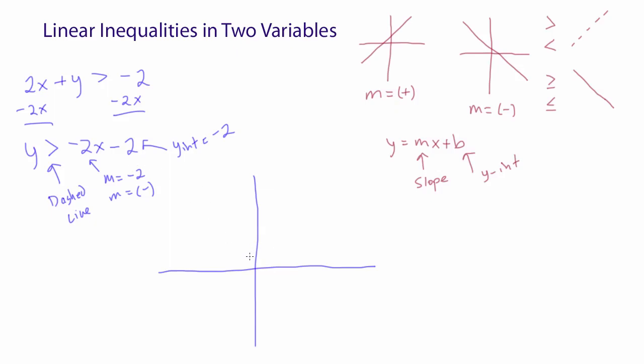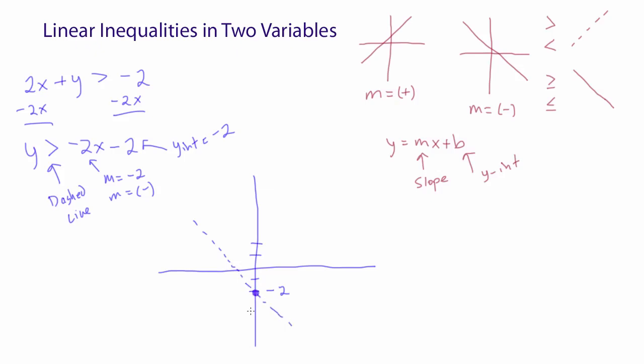So the y-intercept of -2. And so it's going to be over here, -2. That's my y-intercept. And this line is a dashed line going down because my slope tells me it's going down. Okay, it's going down at -2.